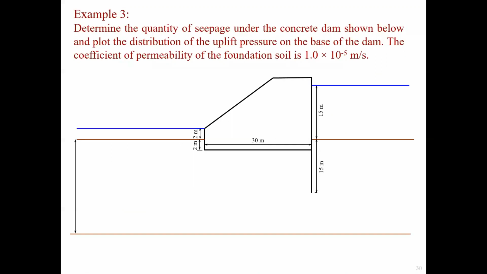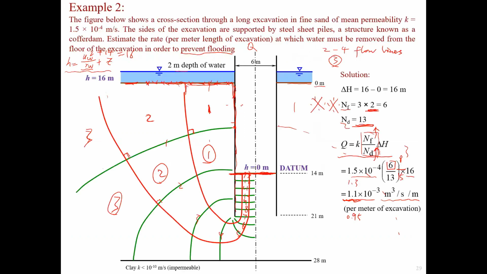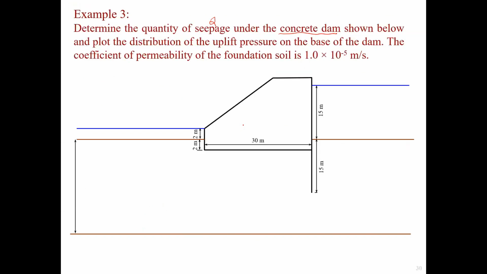Okay, so next we go for another example. That's a really important example as well. We are required to determine the quantity of seepage Q under the concrete dam. The previous one was a cofferdam, that's steel, so we don't need to plot the phreatic surface because that's only for the earth dam. This is a concrete dam as well, so we don't need to plot the phreatic surface because no water can flow through the concrete in general. So this is the concrete dam.